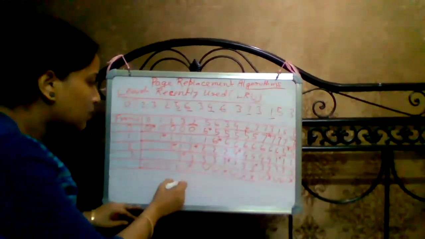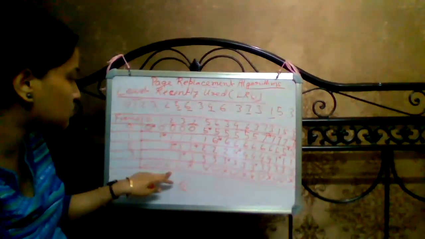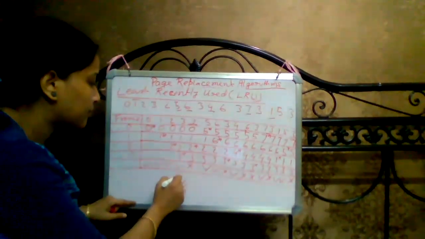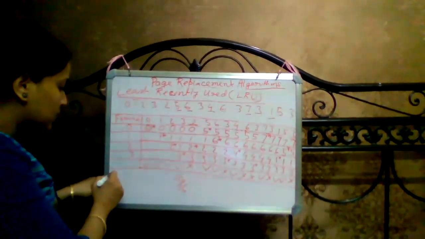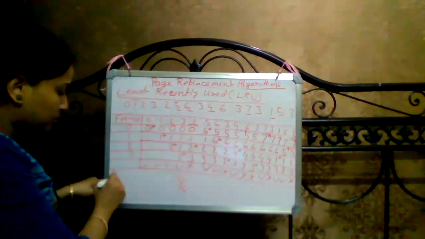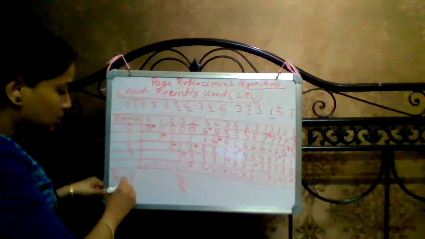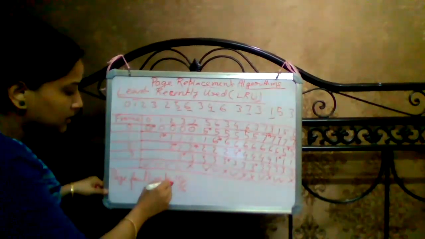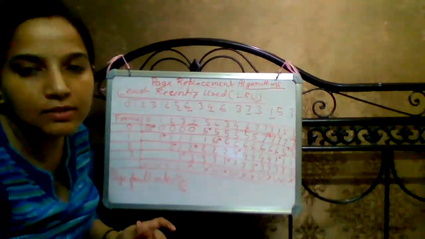Okay, the total number is 16. And how many page faults occur? 1, 2, 3, 4, 5, 6, 7, 8, 9, 10. So here the page fault rate is equal to 10 by 16.